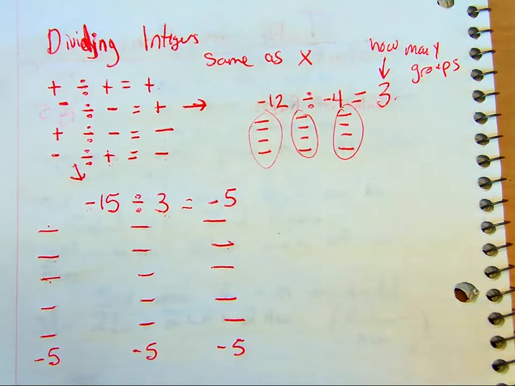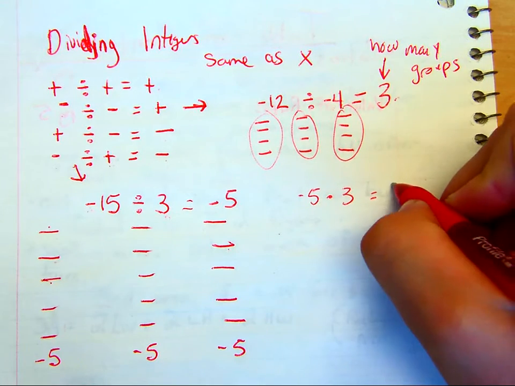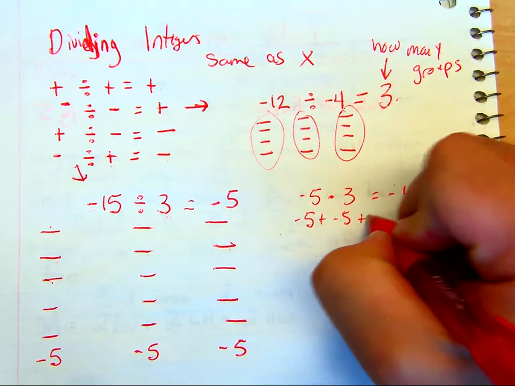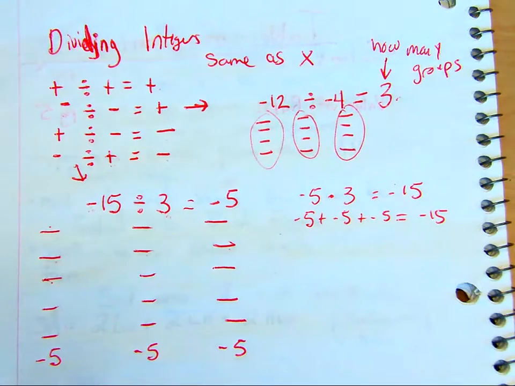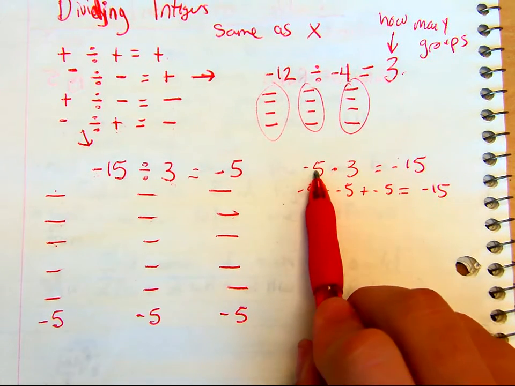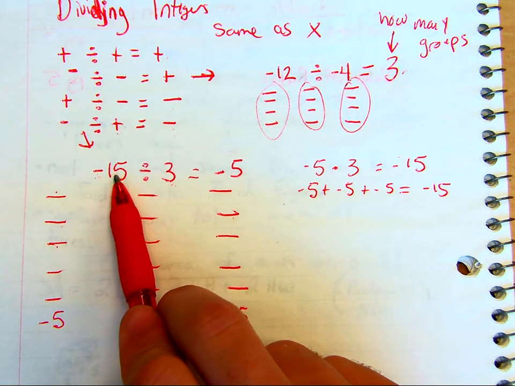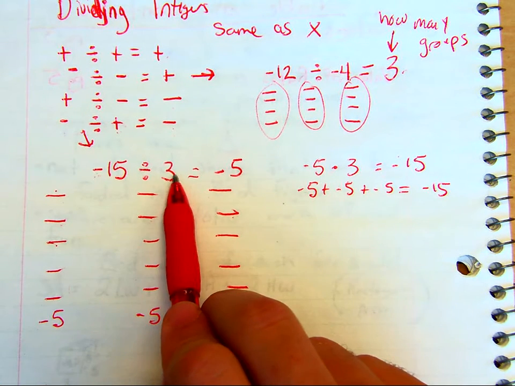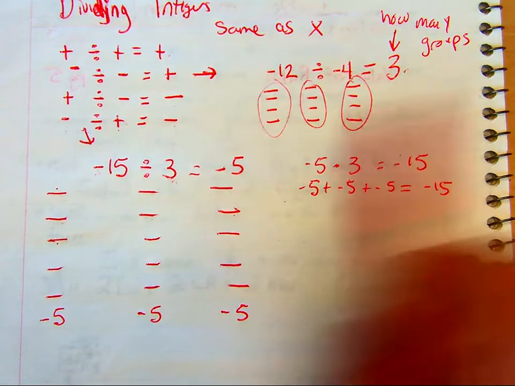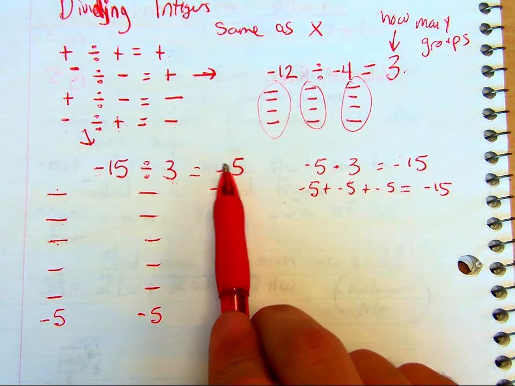The reverse of that, right? Because negative 5 times 3 is negative 15. Negative 5 plus negative 5 plus negative 5 equals negative 15. So it's working hand in hand with the multiplication. I have 3 groups of negative 5 to make 15. Negative 15 split into 3 groups makes negative 5 in each group. I ran the ball for negative 15 yards and I split that between 3 carries. My average was negative 5.